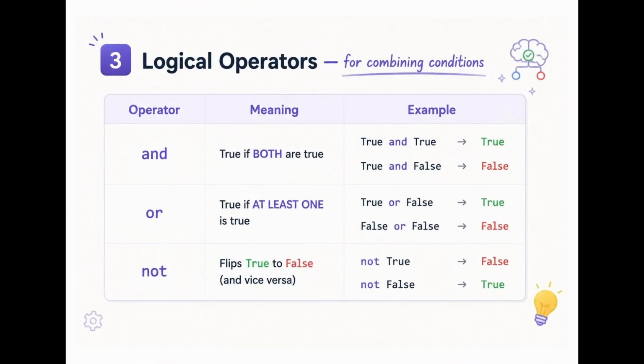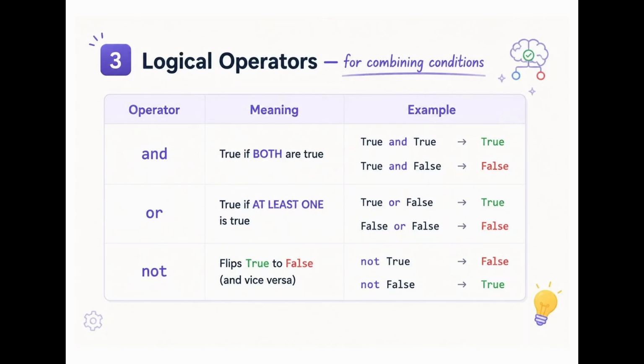Third one is logical operators for combining conditions. First operator is the AND operator. It means true if both are true. Like if one is true and the second is true, then the output will be true. But if one is true and the other one is false, the output will be false. Then the second operator is OR. True if at least one is true. For example, if one value is true and the other value is false, the answer will be true. But if both the values are false, then the answer will be false.